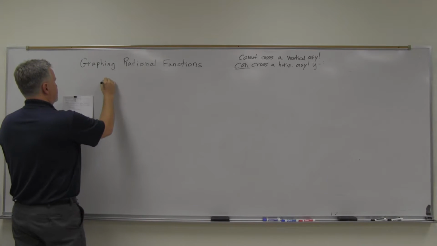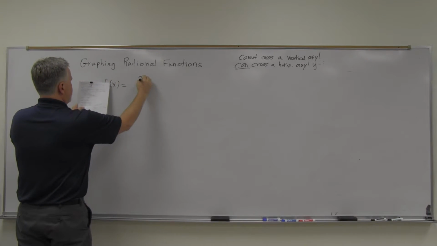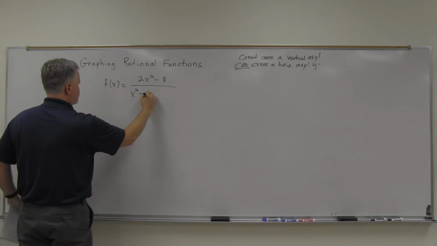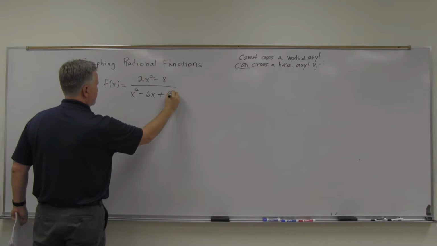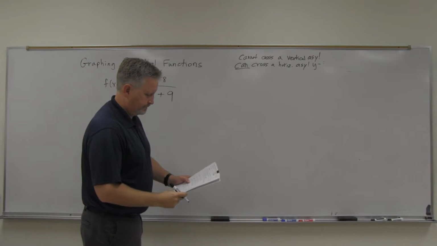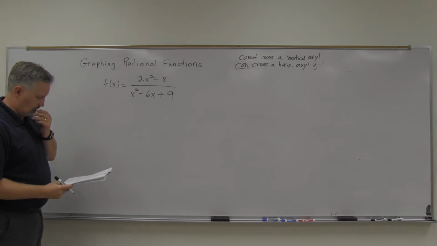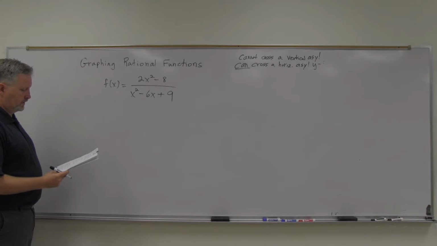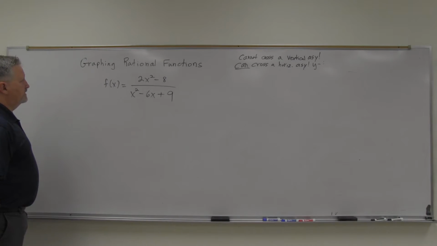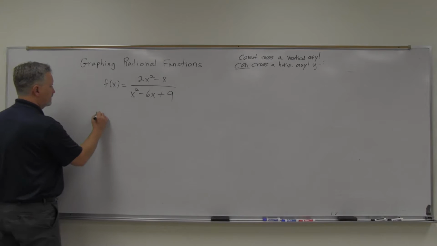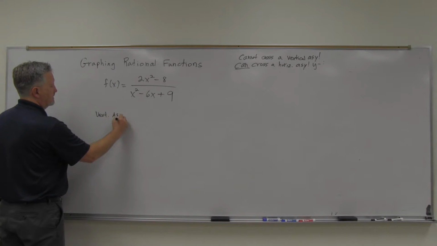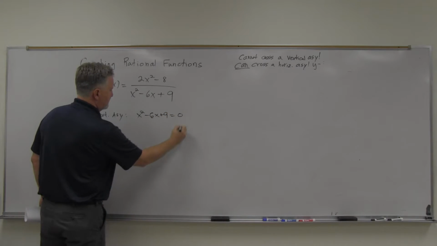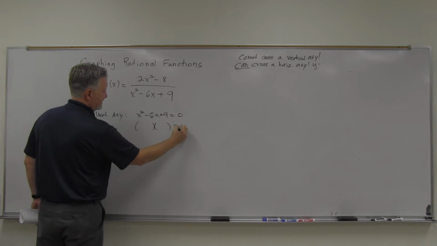f(x) = (2x² − 8)/(x² − 6x + 9). All right. So a vertical asymptote here is where the denominator equals 0. It looks like there might be two, but what happens here?